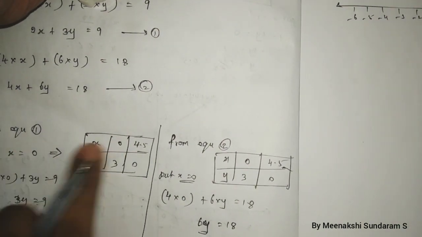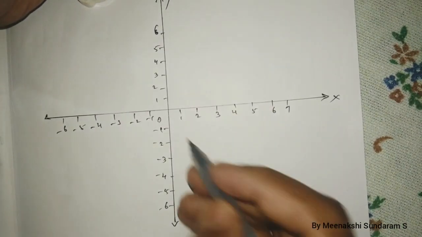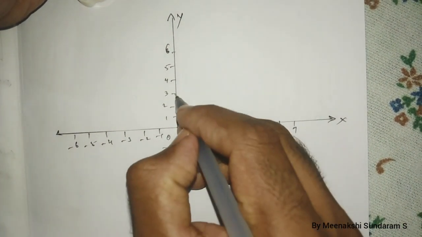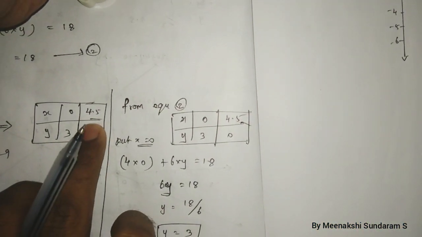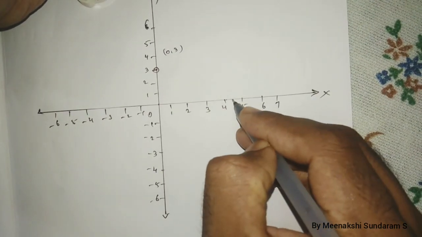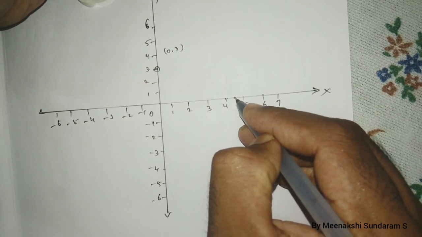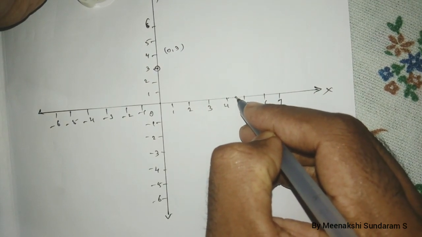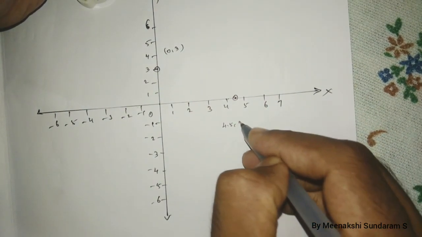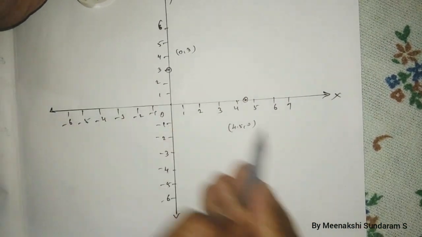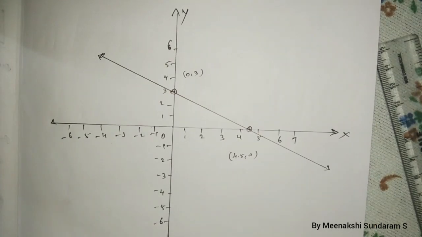So what is the first point? 0, 3. So for the first equation, the first point is 0, 3. On the x axis 0, on the y axis 3. It will come here. Clear? The second point, on the x axis 4.5, y is 0: 4.5, 0. So 4.5 is between 4 and 5, so 4.5 comes here. Now you just simply connect the line. Clear? Now we have connected the line.